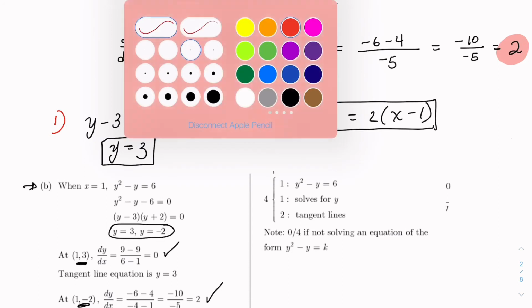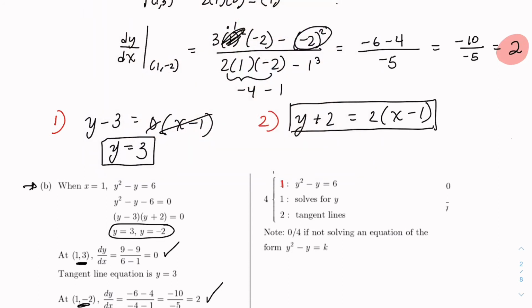Now I'm on the right side. We do get 1 point for showing this expression. You get another point then for solving for these two y values. And then you get 2 points for coming up with the tangent lines. So here the tangent line equation was y equals 3.